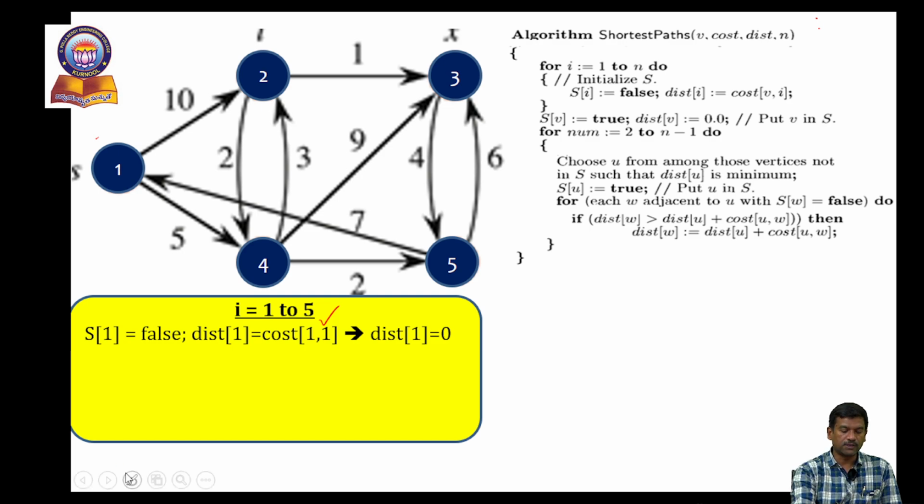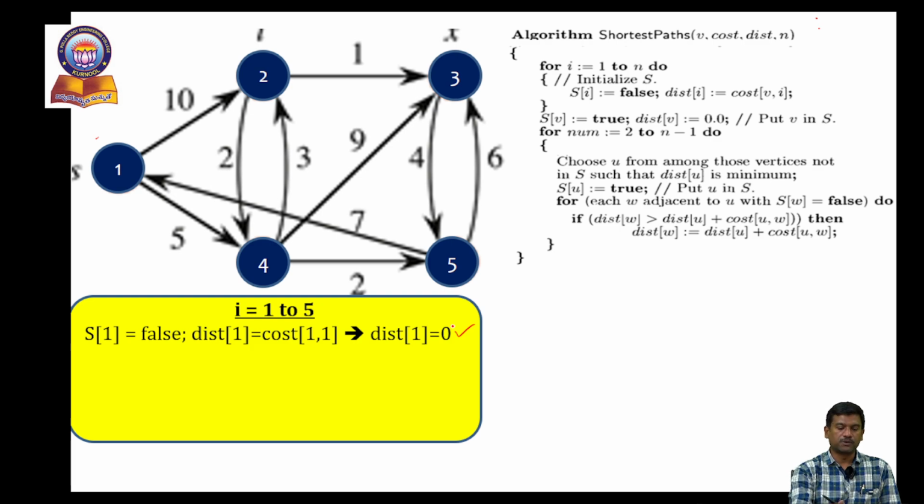So according to this algorithm, s of 1 equal to false, and distance of I equal to cost of v comma I, where the I value is equal to 1. So distance of 1 equal to cost of 1 comma 1. And what is the cost of 1 comma 1? That will be equal to 0. And that is how we got distance of 1 equal to 0.